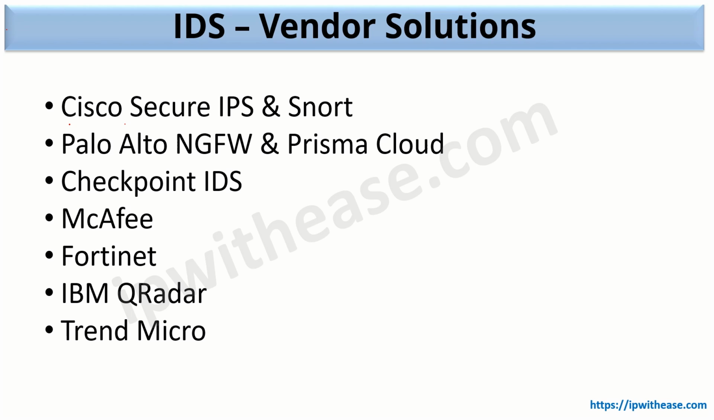Some of them are Cisco Secure IPS, and in fact Snort is also managed by Cisco. Other ones are the Palo Alto firewalls, which are called next generation firewalls, which have an inbuilt IDS facility, or in the cloud, the Palo Alto Prisma Cloud solution can be used to provide that functionality. Other vendors are Checkpoint, McAfee, Fortinet, QRadar. In fact, Trend Micro is also in this domain of providing IDS service.